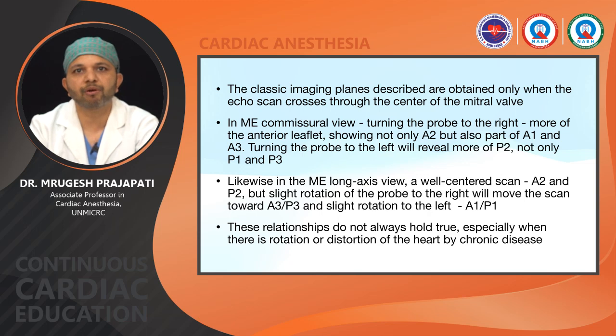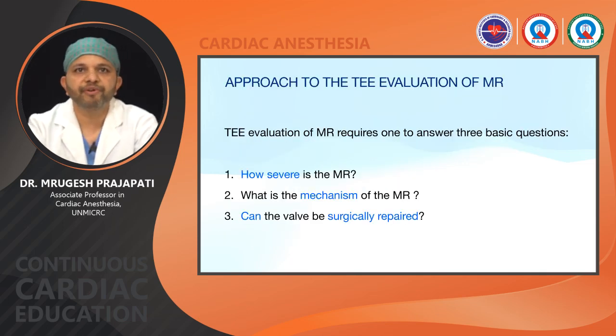Likewise, in mid-esophageal long axis view, a well-centered scan will show A2 and P2, but slight rotation of the probe to the right will move the scan toward A3, P3, and slight rotation to the left will move the scan toward A1, P1. This relationship does not always hold true, especially when there is a rotation or distortion of the heart by chronic disease.